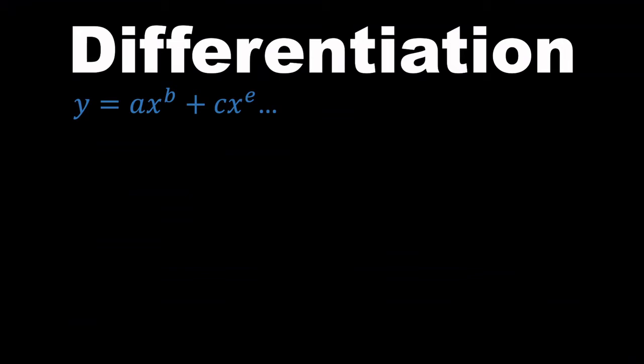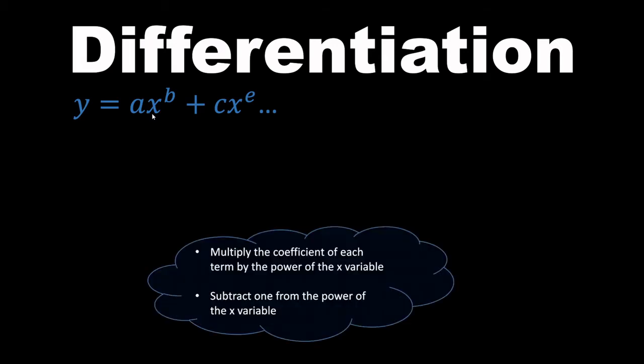If you're given an equation of the form y equals several terms where each of those terms are some multiple of some power of x, you just need to follow these steps. We multiply the coefficient, that's the number in front, of each term by the power of the x variable, and then we subtract 1 from the power. Let me show you what I mean with these two terms.